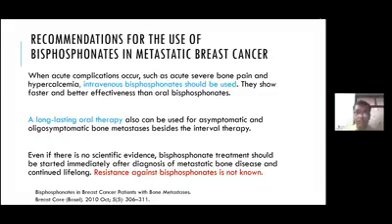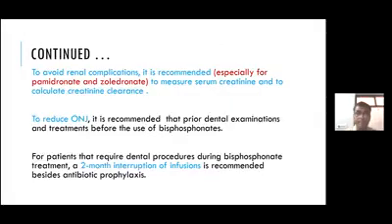There is no scientific evidence that bisphosphonate treatment should be started immediately. But most of the clinicians start after diagnosis of metastatic bone disease and continue for lifetime because resistance against the bisphosphonates is not known.